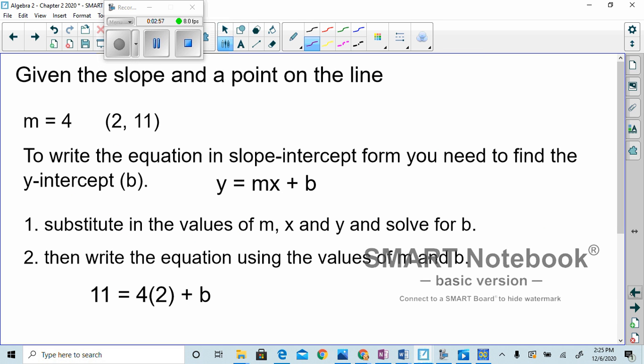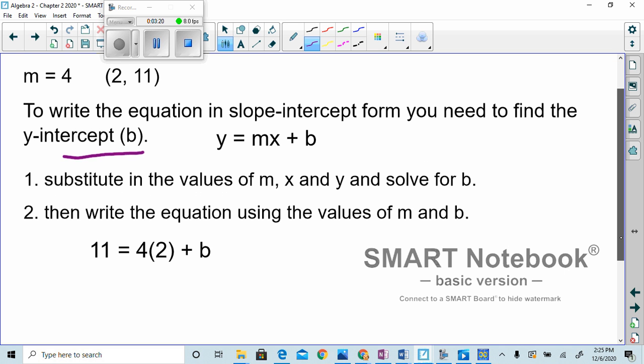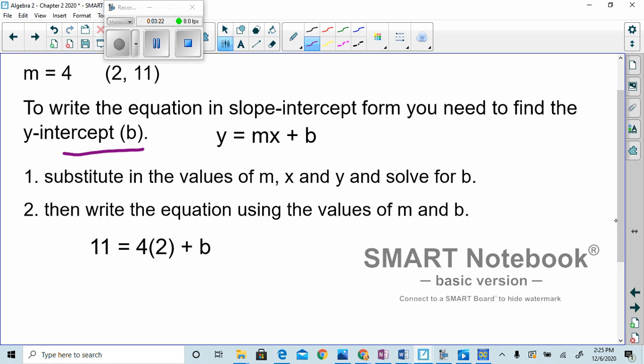Now the second thing we're going to do, we're going to keep slope-intercept form as our main focus, but this time I'm not going to give you the y-intercept b. I'm going to give you the slope and a point on the line. Now in order to write it in slope-intercept form, we need to find the value of b so we can complete it. Step 1, let's substitute in all the given values and we'll solve for b.